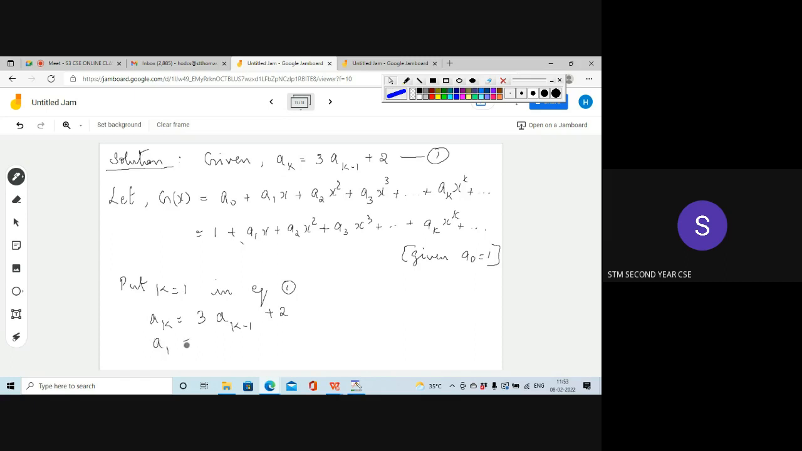a_0 is already given to us. To find a_1, put k is equal to 1 in the given equation. You get a_1 is equal to 3 times a_(1-1), that is a_0, plus 2. So what is a_0? a_0 is already given to us, isn't it? So what does this become? 3 times 1, that is 3, plus 2, isn't it?